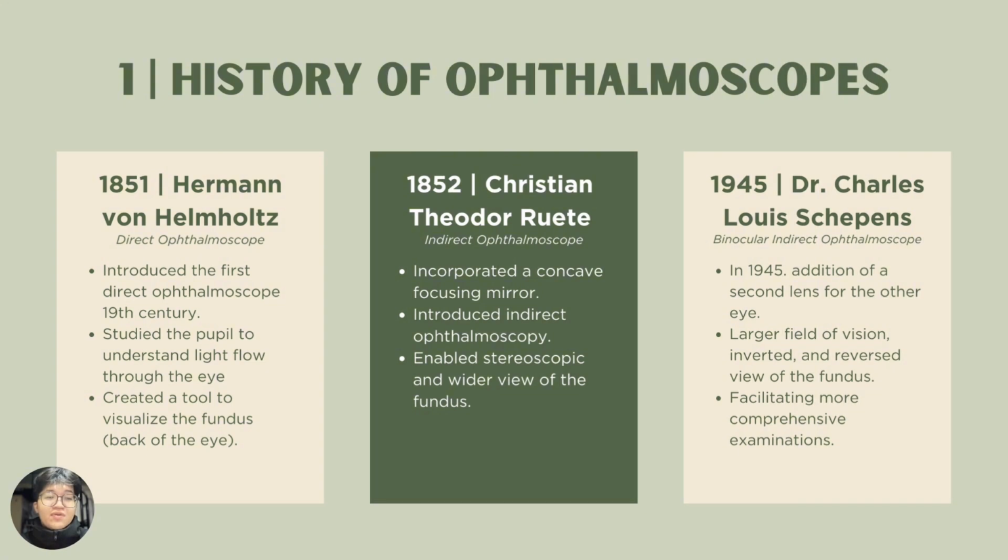Ophthalmoscopy started in 1851 when Hermann von Helmholtz came to understand how light enters and exits the eye, which led him to create an instrument to view the fundus, or back of the eye. A year later, Christian George Theodor Ruete modified Helmholtz's design by incorporating a concave focusing mirror, and thereby introduced indirect ophthalmoscopy to allow for a stereoscopic and wider view of the fundus. Later, in 1945, Dr. Charles Louis Schepens further refined the original design by adding a second lens for the other eye, resulting in a larger field of view and inverted view of the fundus, which facilitates more comprehensive examinations.